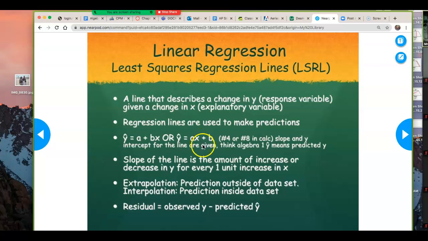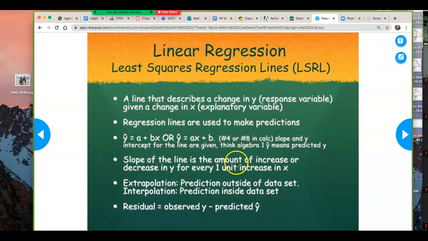The slope of the line is the amount of increase or decrease for every 1 unit in x. So I'll talk about that with the manatee data. Hopefully you still have that in your calculator. Extrapolation is predicting outside the data set. Interpolation is predicting inside the data set. So if you extrapolate, you're going to make an inaccurate prediction. So those are predictions that are not very useful. And then we'll talk about residuals.